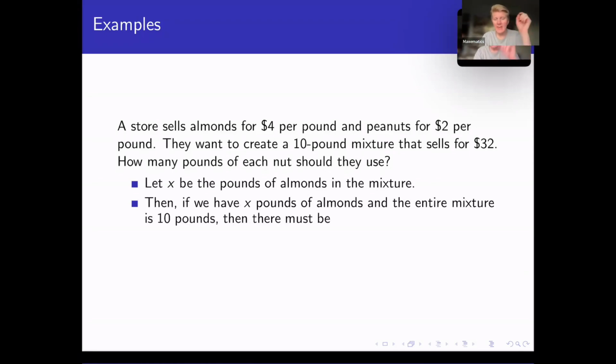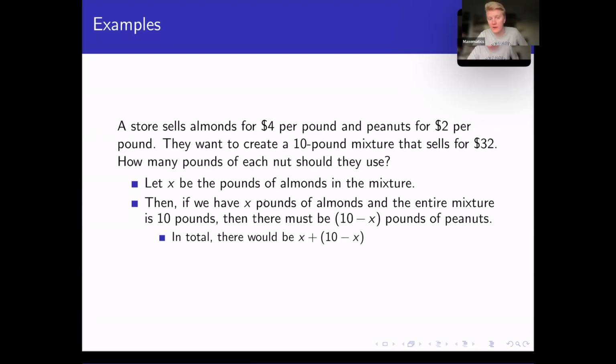Well, if we have x pounds of almonds and the entire mixture is 10 pounds, then there must be how many pounds of peanuts? This is kind of a weird question. It's probably the hardest part of the question, aside from actually setting up the cost equation. But if there are x pounds of almonds and there is in total 10 pounds, then there must be 10 minus x pounds of peanuts. So in total, there would be x plus 10 minus x pounds, right? The pounds of almonds plus the pounds of peanuts. Well, x plus 10 minus x, the x's would go away and we would get 10.